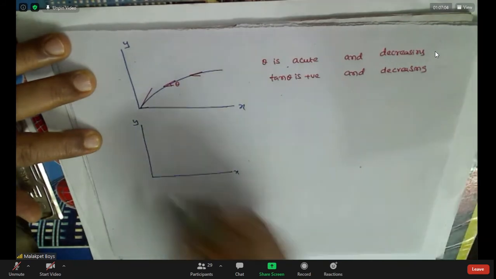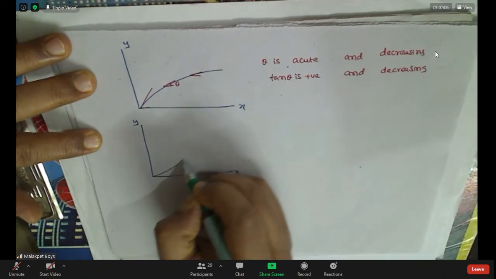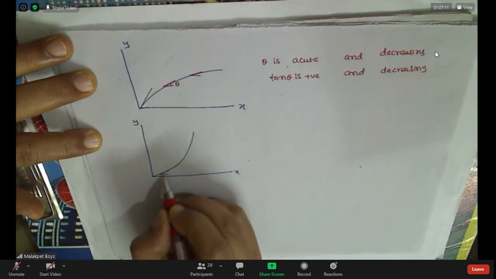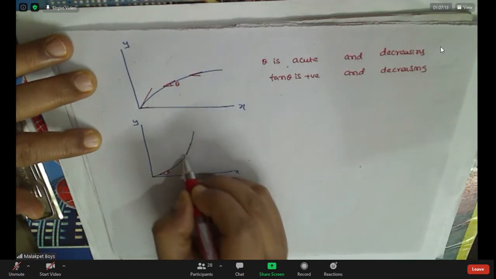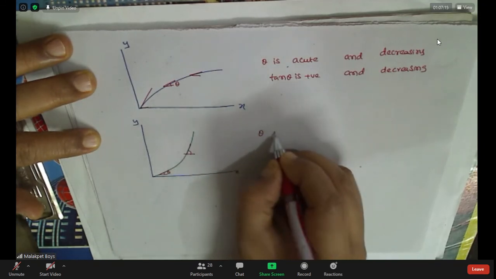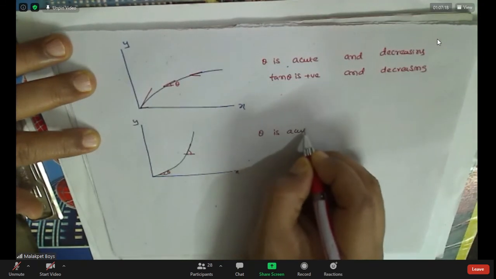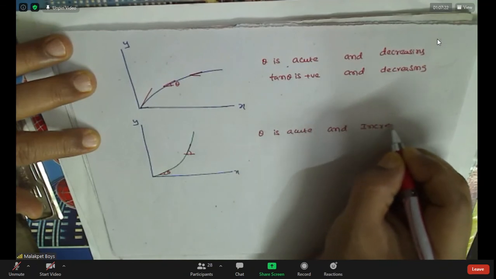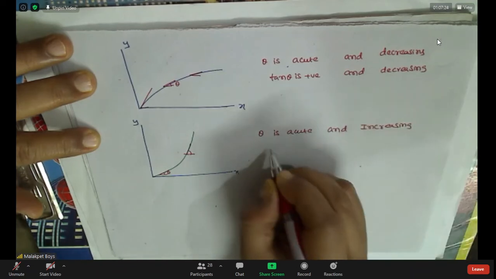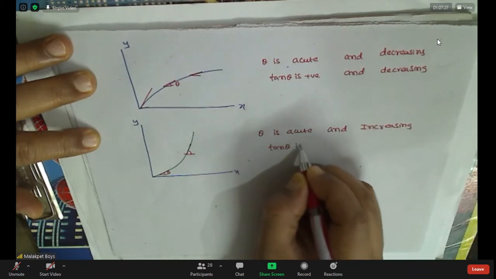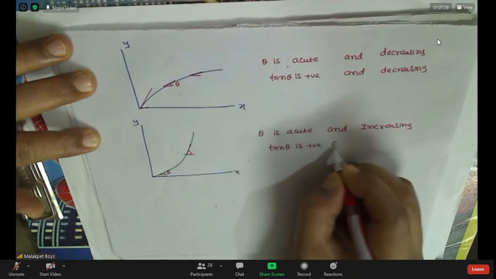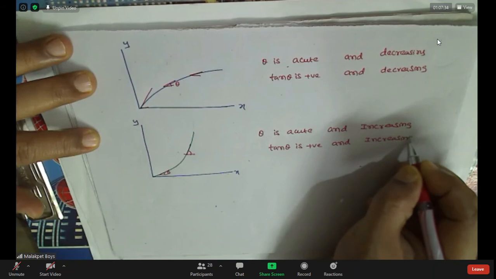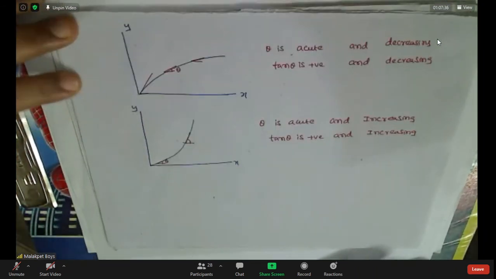On the other hand, we are having a situation and the graph is like this. Here, what is happening to the slope? Theta is acute and increasing. Agreed? So here, tan theta is positive. Understood this?